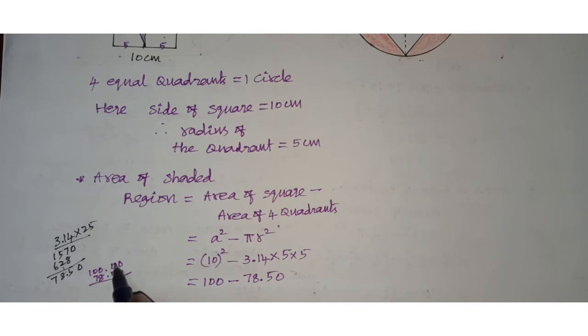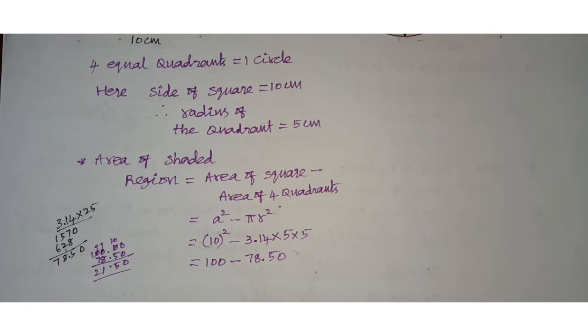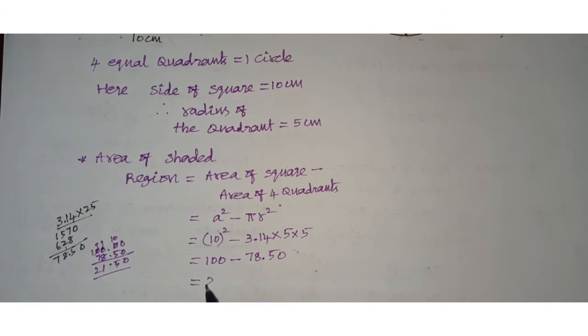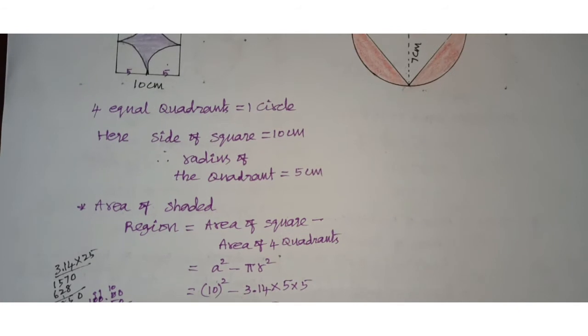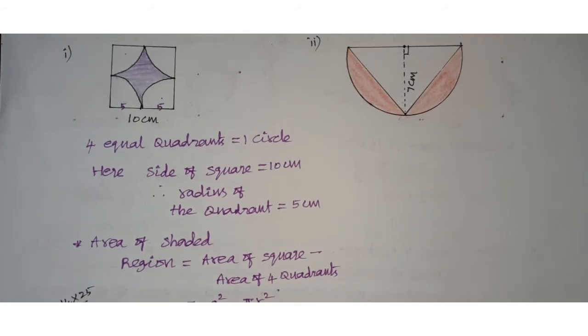So now 100.00 minus 78.50. 0, borrow here 10, here 9, here 9 will come. 10 minus 5, 5, decimal. 9 minus 8, 1, 9 minus 7, 2. So finally we get the required area 21.5 centimeters square.